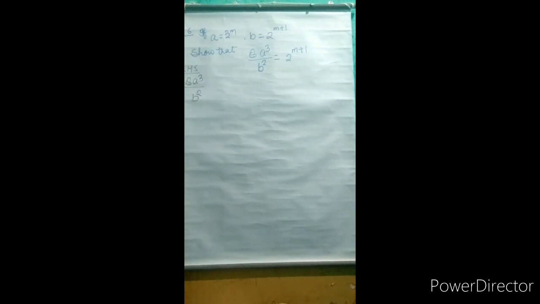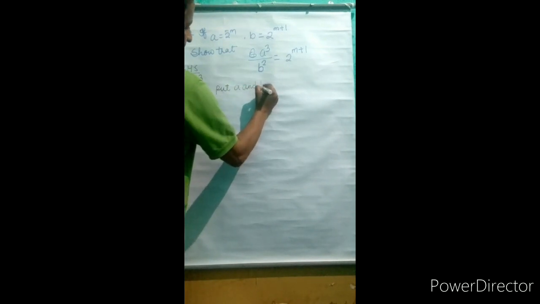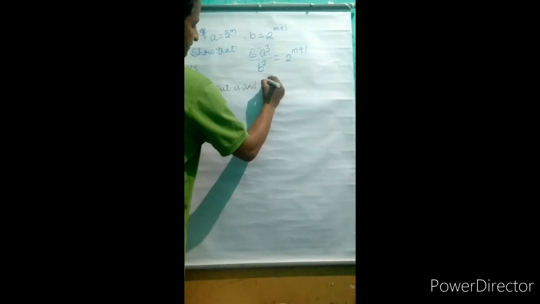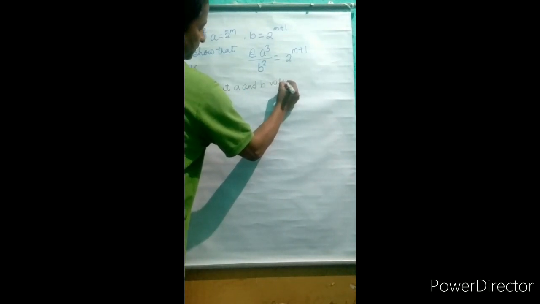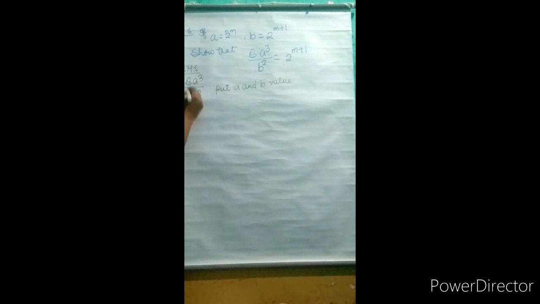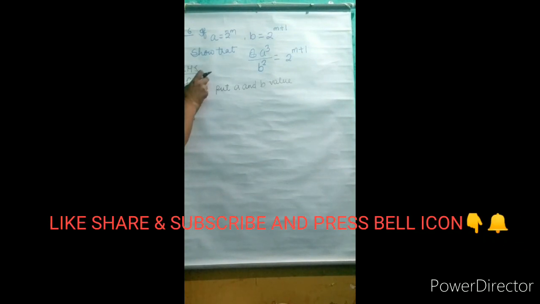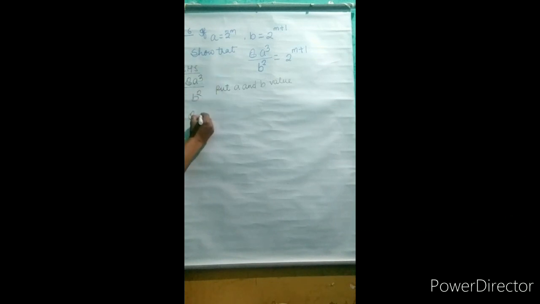In this LHS you can place values. Put a and b. So if you put the values here, it will become 8. A cube means the value of a is 2 raised to power m, its whole cube, and in place of b, 2 raised to power m plus 1, its whole power 2. Now we will solve it.